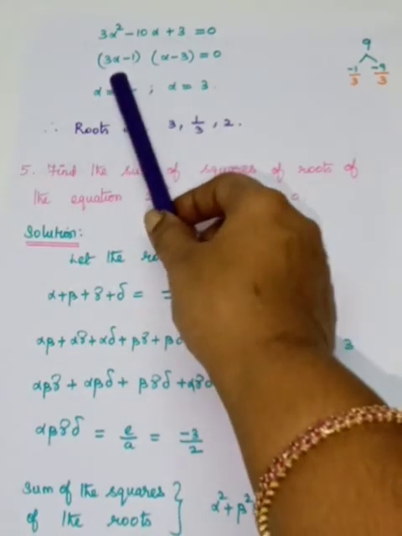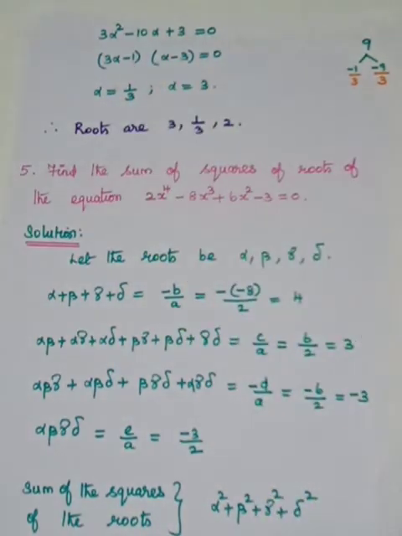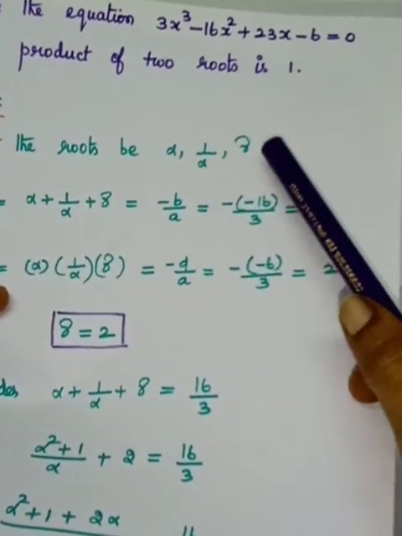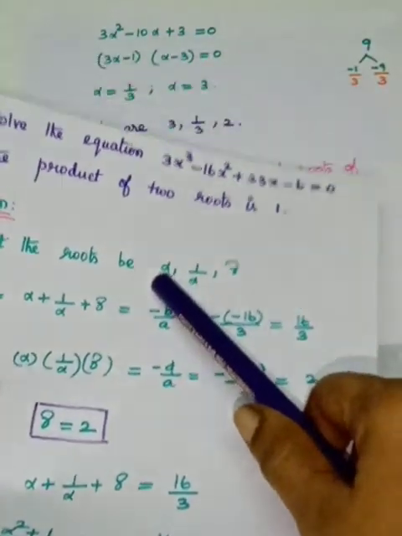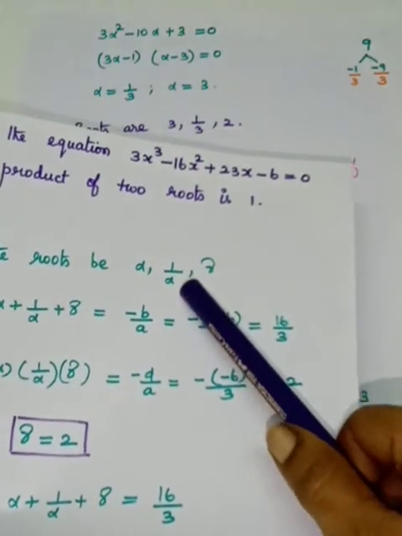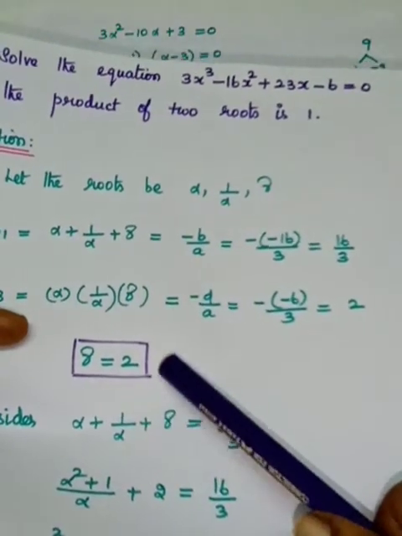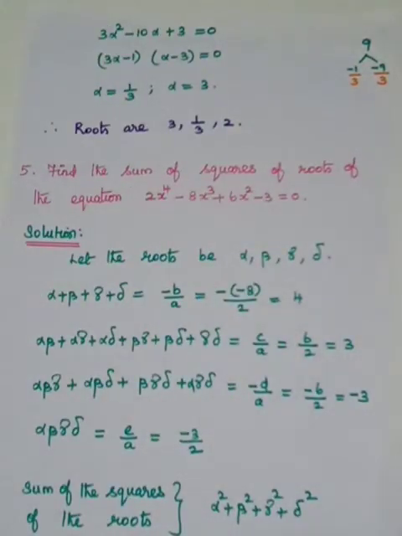If you equate 3 alpha minus 1 equal to 0, it means alpha is equal to 1 by 3. Alpha minus 3 equal to 0 means alpha is equal to 3. Solving the equation means you have to find the roots. The roots are, we have taken, one is alpha, another one is 1 by alpha, another one is gamma. So alpha is 3 and 1 by alpha is 1 by 3. Already we have found gamma as 2. So we have solved the equation.